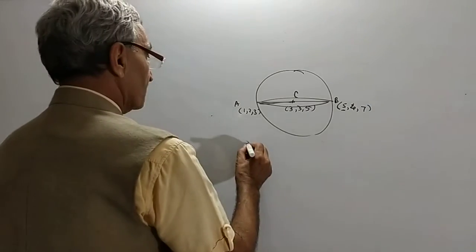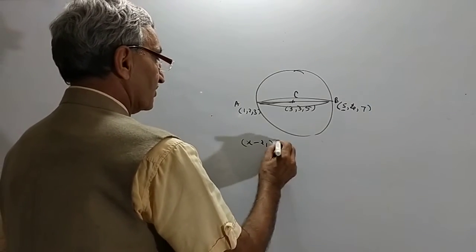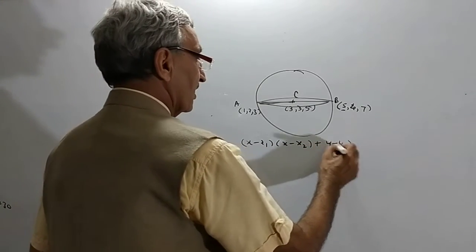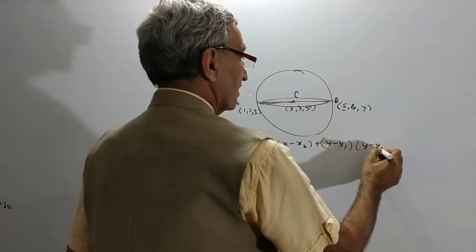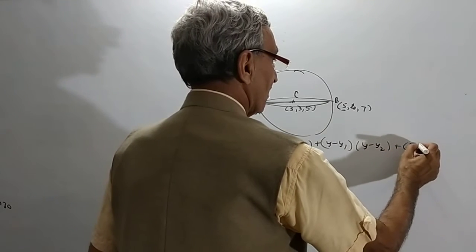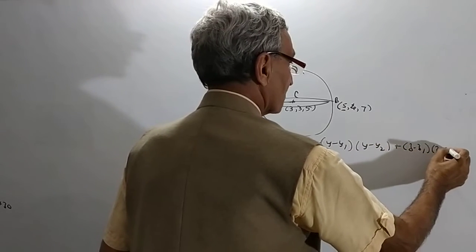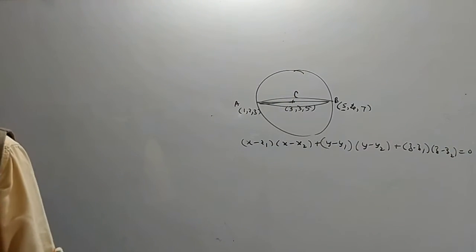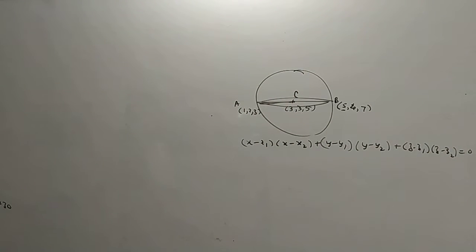Diameter form is (x minus x1)(x minus x2) plus (y minus y1)(y minus y2) plus (z minus z1)(z minus z2) is equal to 0. This is the equation in the diameter form. So you can use this diameter form to calculate the equation of the sphere quickly.